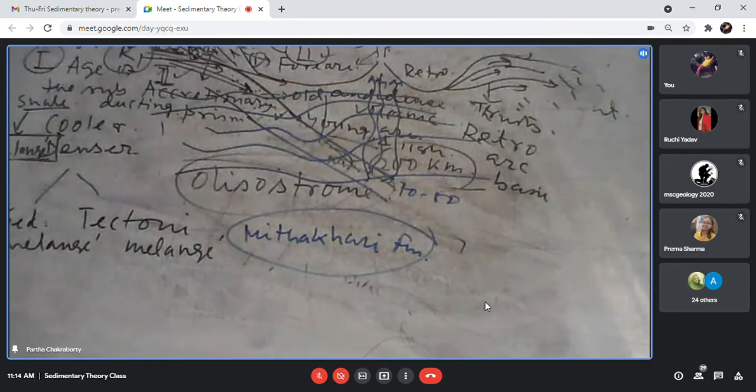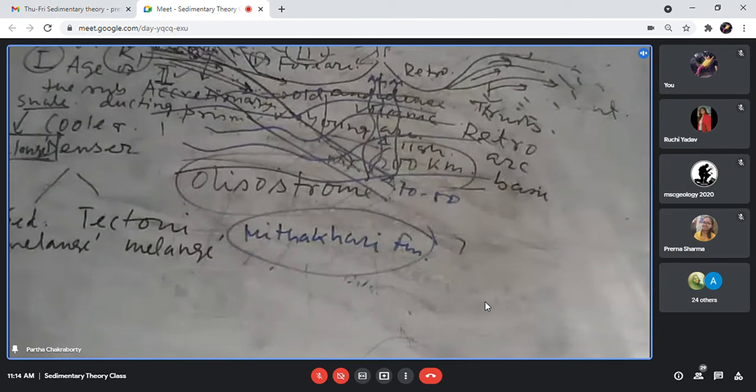And when back arc spreads, that also forms ophiolite. So many of the ophiolites around the globe, some ophiolites are designated as mid-oceanic ridge ophiolite, some are designated as back-arc ophiolite. How? On what basis do we distinguish between the mid-oceanic ridge ophiolite and the back-arc ophiolite? Any answer?